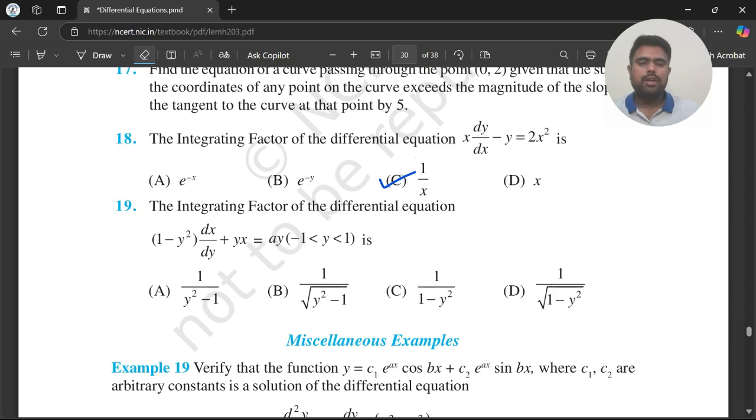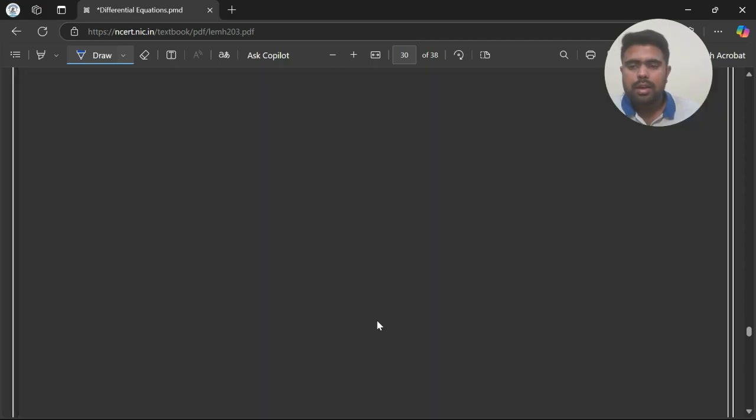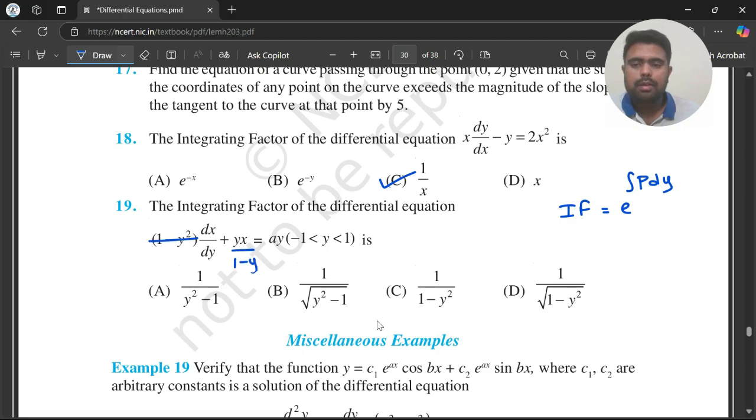Okay, the second question, that is the 19th question, is asking for the integrating factor of the differential equation with dx by dy. If you have dx by dy, the same working rule applies, wherever x is there, use y. So you will get the integrating factor equal to e raised to the integral p dy, where p is a function of y. Here if I divide it, it would be y by 1 minus y square. So this is our p, right? So this is equal to e raised to the integral of y by 1 minus y square dy.